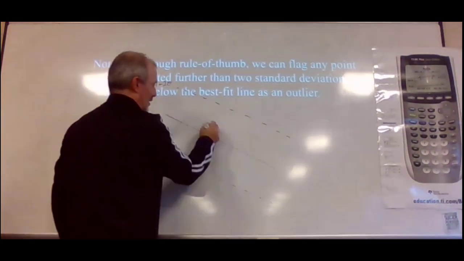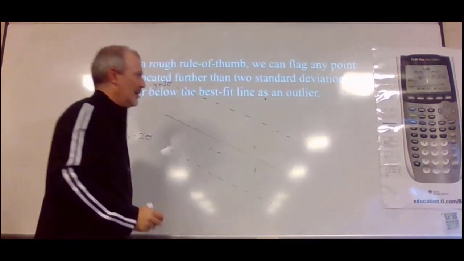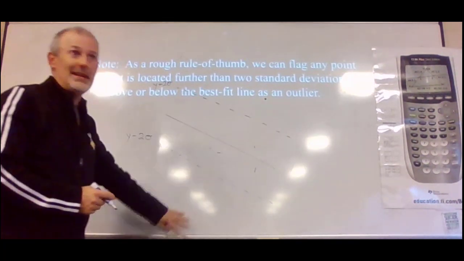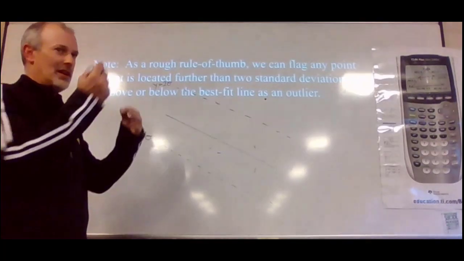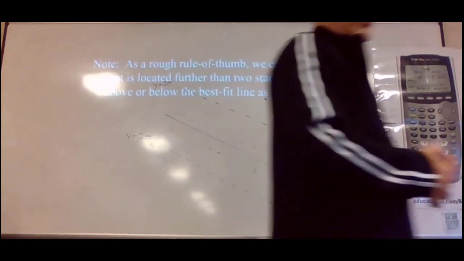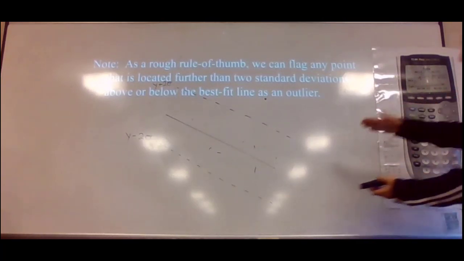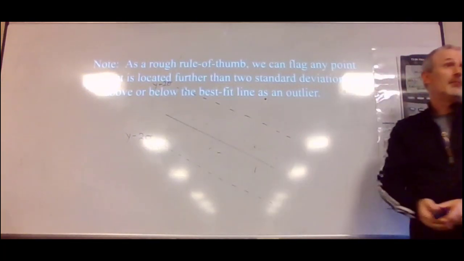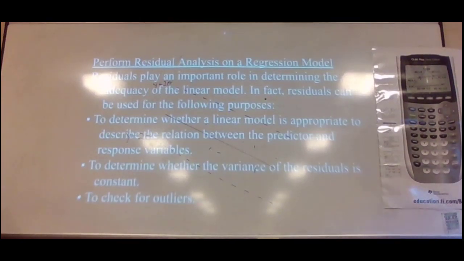So if we've got points in here, these are all fine, and then all of a sudden we've got this point out here, that's too far away, that would be an outlier. Or if we had a point down here, that would be an outlier. So you can get an idea visually if things are outliers by looking at the graph and visualizing those two lines that go parallel with the regression line, one above and one below by that two standard deviations.